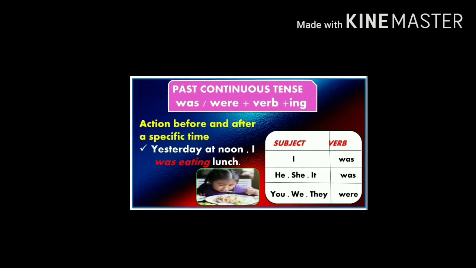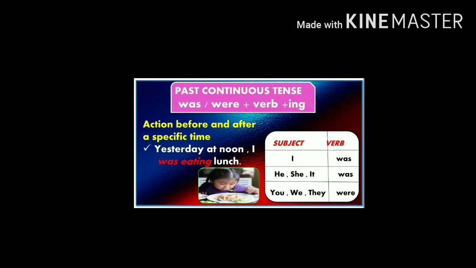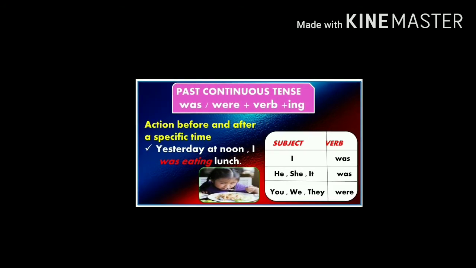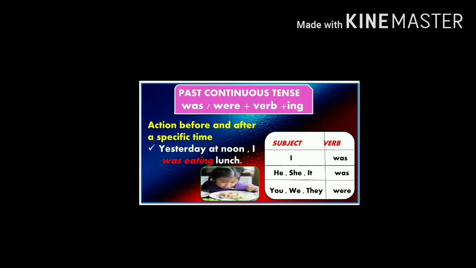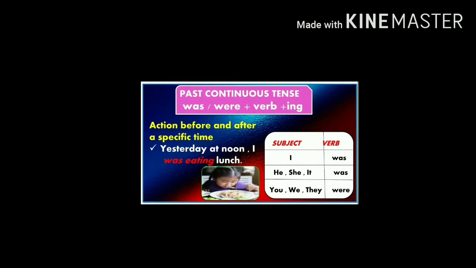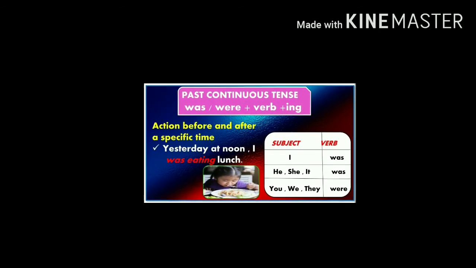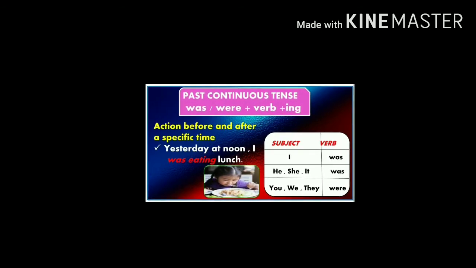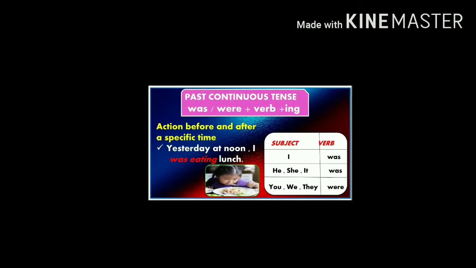Past continuous tense is used in 5 places. They are an action before and after a specific time, interrupted continuous past action, to start a story, create an atmosphere, repeated actions, that is often with always, and the parallel actions.